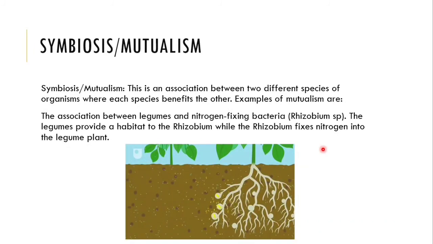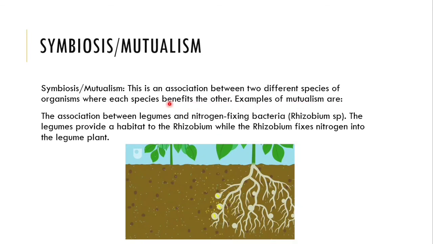Here's another thing that we need to know: symbiosis or mutualism. Symbiosis is a type of relationship where there's a take and give. It's a take and give type of relationship where you take something from someone and they also benefit from you. So that's symbiosis or mutualism. This is an association between two different species of organisms where each species benefits the other.